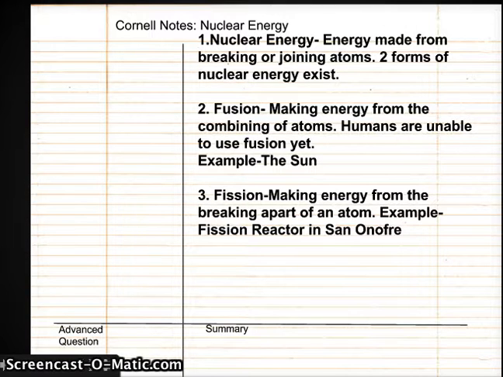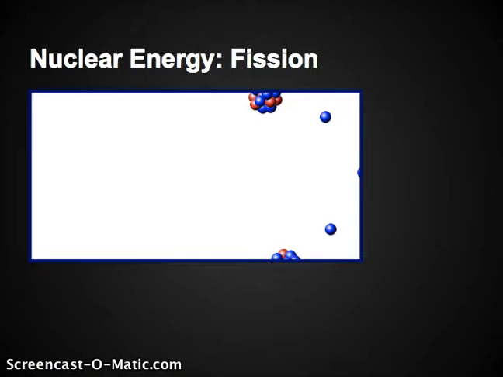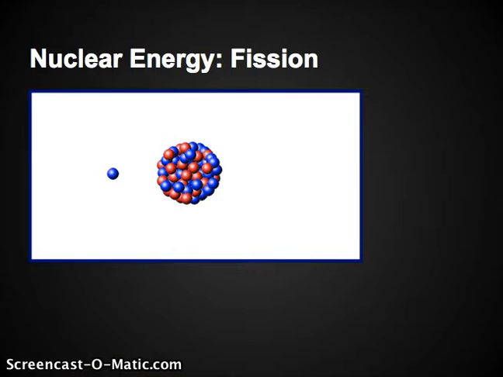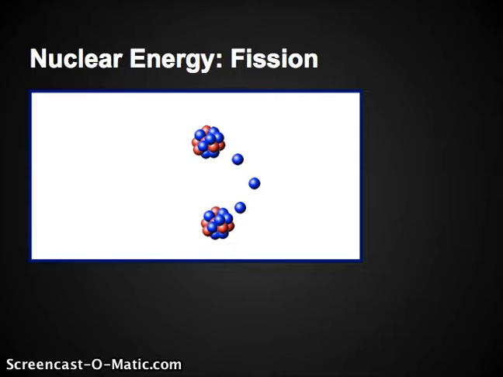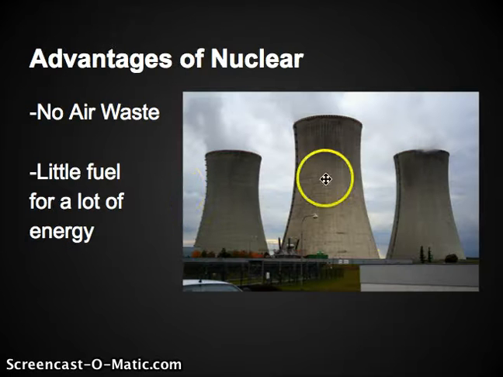Currently, we have a reactor called a fission reactor in San Onofre that makes energy from breaking apart atoms. So in this image, you see how the atom is being broken apart. This would be fission. We do have the technology to do that, and you've probably seen it with these things here, like in cartoons and stuff. These are nuclear towers where nuclear energy is being made.